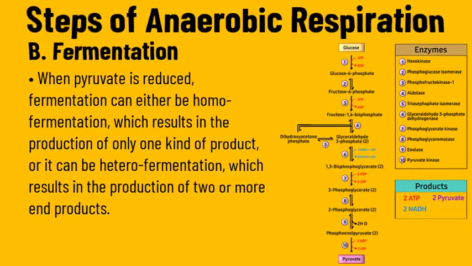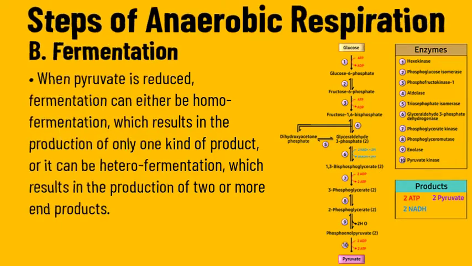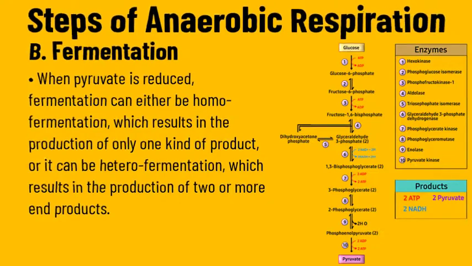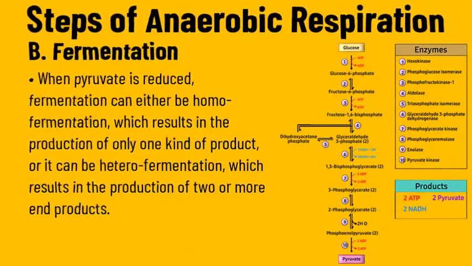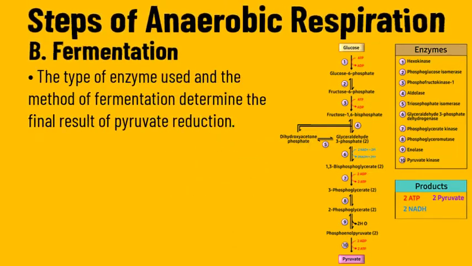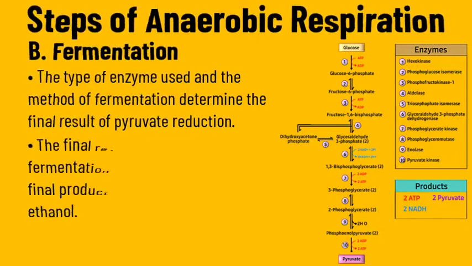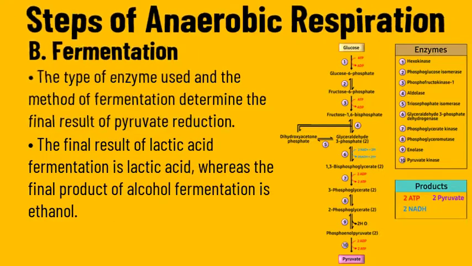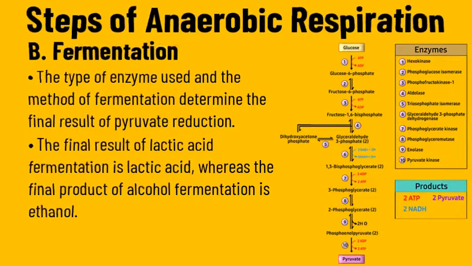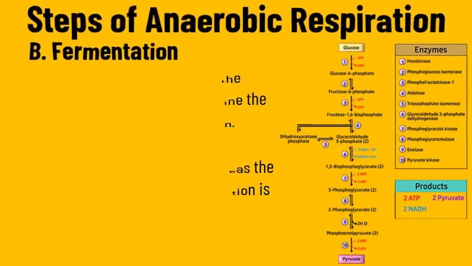When pyruvate is reduced, fermentation can either be homofermentation, which results in the production of only one kind of product, or it can be heterofermentation, which results in the production of 2 or more end products. The type of enzymes used and the method of fermentation determines the final result of pyruvate reduction. The final result of lactic acid fermentation is lactic acid, whereas the final product of alcohol fermentation is ethanol.